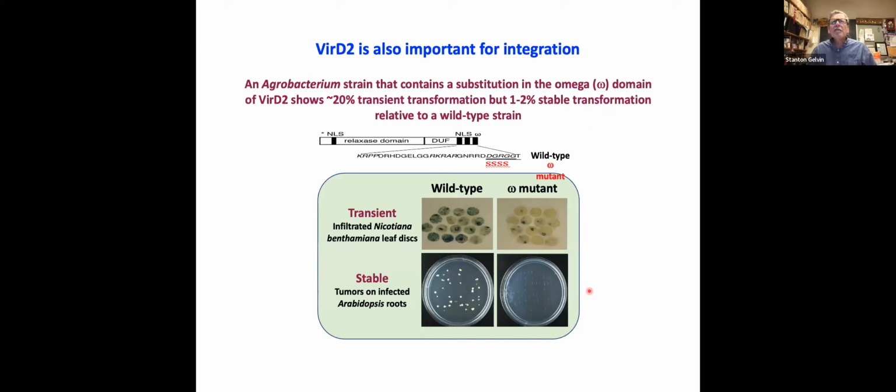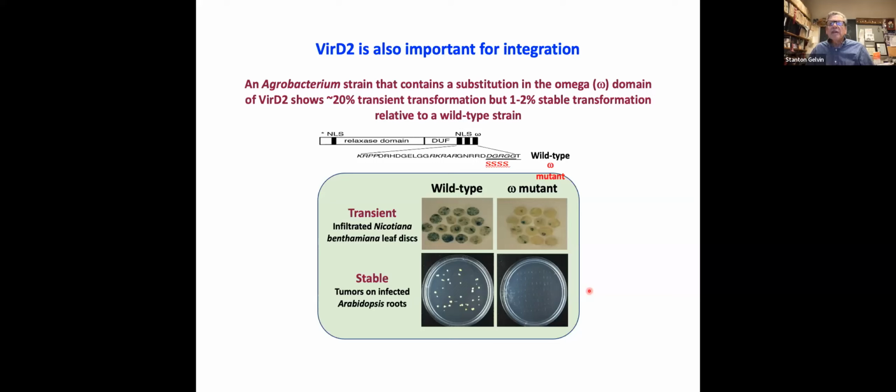Now, why do we think that VirD2 is important for integration? VirD2, of course, is essential for T-DNA processing. VirD2 is the protein that leads the T strand out of Agrobacterium through the type 4 secretion system, so it's essential for transfer. And VirD2 also has very strong nuclear localization signal sequences in it, so VirD2 is very important for getting the T-DNA to the nucleus.